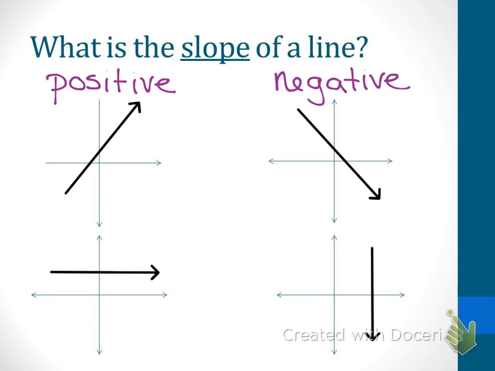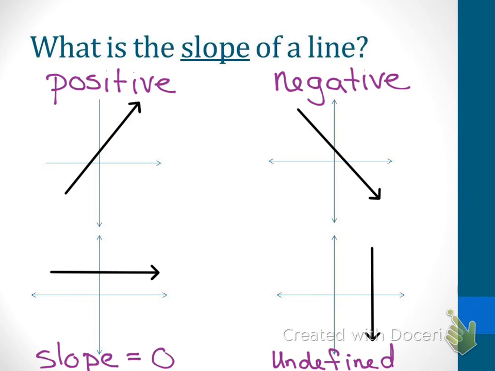Now, when it's a horizontal line, I say that my slope is 0. When it's a vertical line, I say that my slope is undefined. It's impossible, actually, to have a function like that. So my slope is undefined when it's a vertical line.